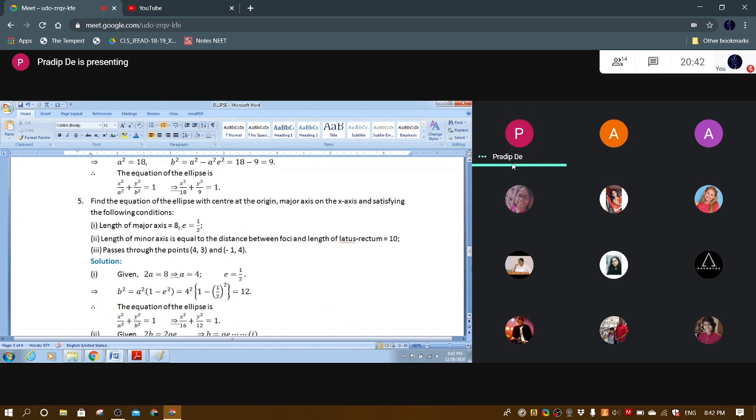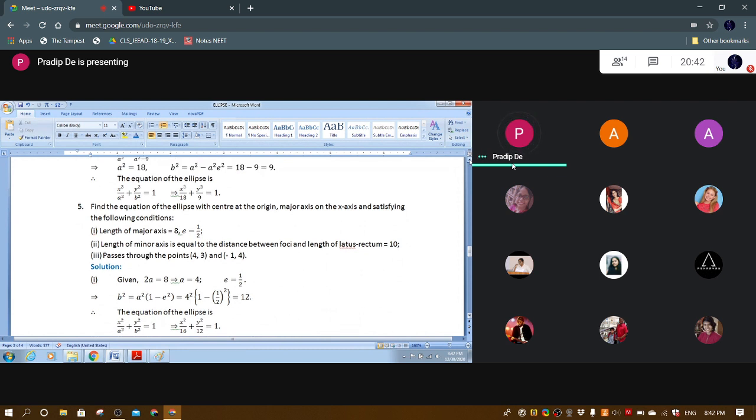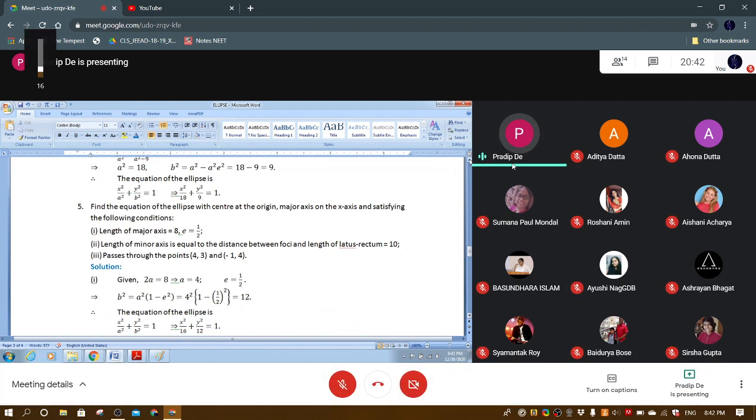Now what do you do? Read the given information. Length of minor axis, that is 2b. Length of minor axis is equal to the distance between the foci. Now what is the distance between the two foci?